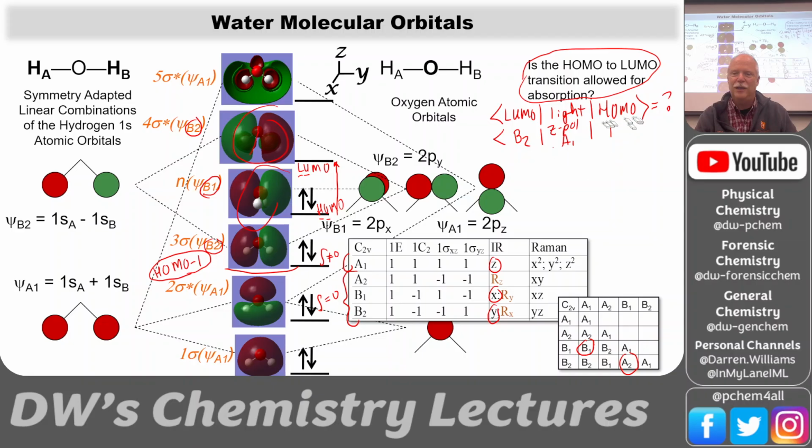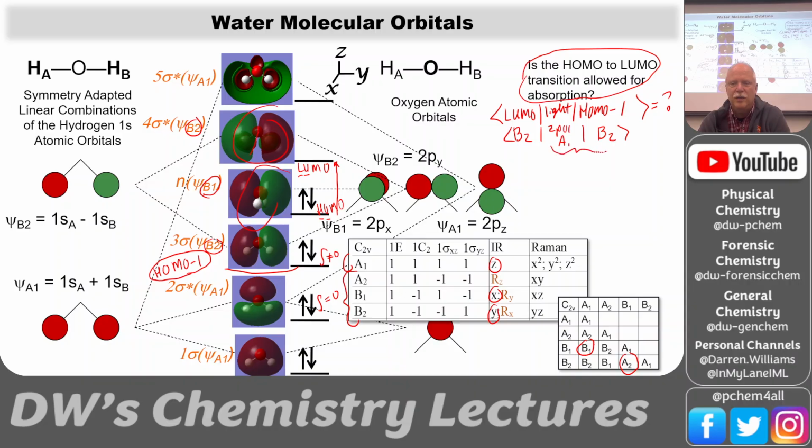So glad my eraser's working today. Okay. Let's do this. So we have light. And then we'll have HOMO minus 1. So we've gone a little deeper into the molecule. So a little longer arrow, a little further into the UV. And let's put our symmetries in there. LUMO is B2. Z-polarized light is A1. And then the HOMO minus 1 is B2.